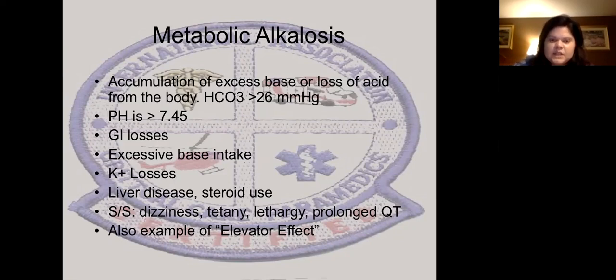Some signs and symptoms of these patients are going to be dizziness, tetany, QT, and remember that's going to be from probably the potassium, right? Potentially. They also have an elevator effect. So these patients could have been vomiting for the past few days if we've been NG suctioning them. And just remember the treatment's always going to be giving them some electrolytes, treat the underlying cause, but get the life-threatening situations under control prior to doing anything else.